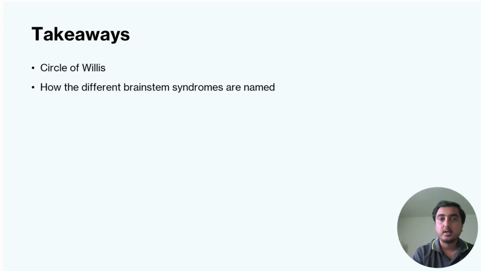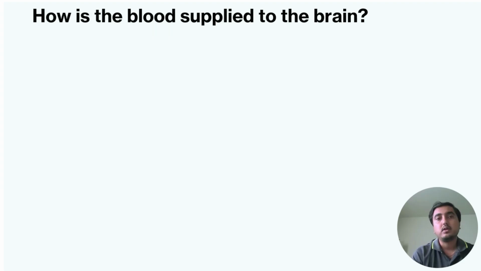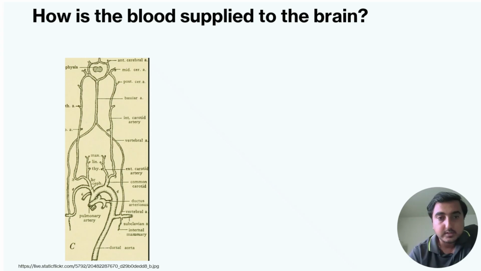So in this part one, we'll be talking about the Circle of Willis and how the different brainstem syndromes are named. So first of all, let's talk about how the blood is supplied to the brain. If you see here, as the blood ejects through the aorta, it divides into the brachiocephalic artery, and then on the right it gives rise to the common carotid and the right subclavian. Similarly, the other aortic branches are the left common carotid and the left subclavian. Although this left subclavian seems a bit lower than usual, this is just for graphical purposes.